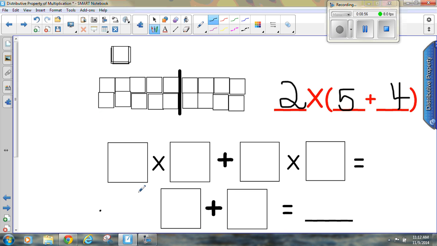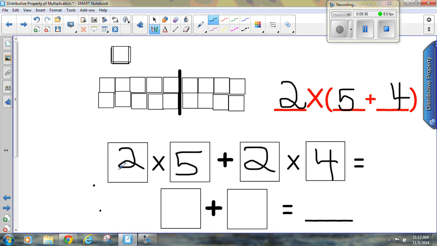Now I'm going to decompose or use a distributive property to solve this. So I have 2 rows here, so I'm making my 2. And then I have 1, 2, 3, 4, 5 columns to the left of the break apart stick. Now over here I've got 1, 2, oh, my 2 rows again. And then I have 1, 2, 3, 4 columns. So I'm going to make a 4.